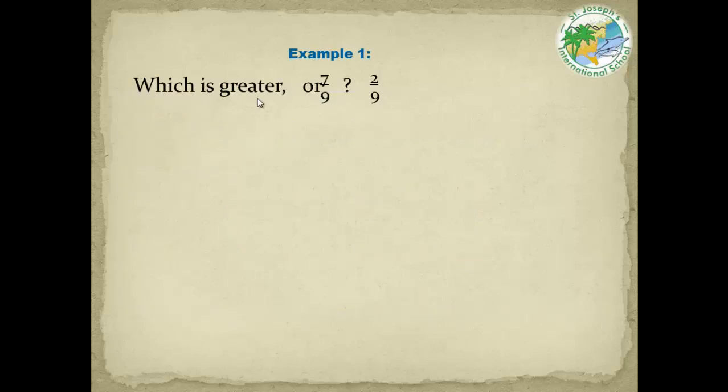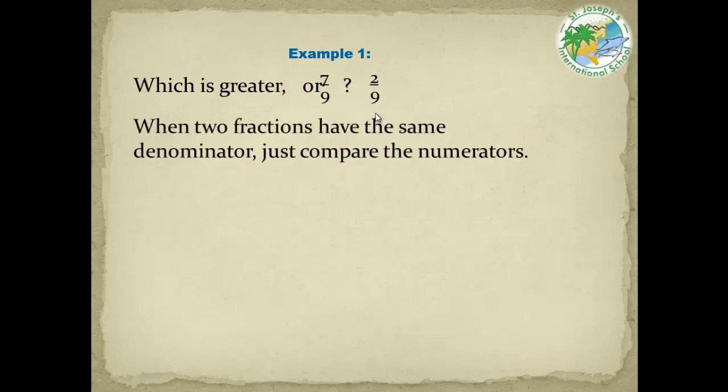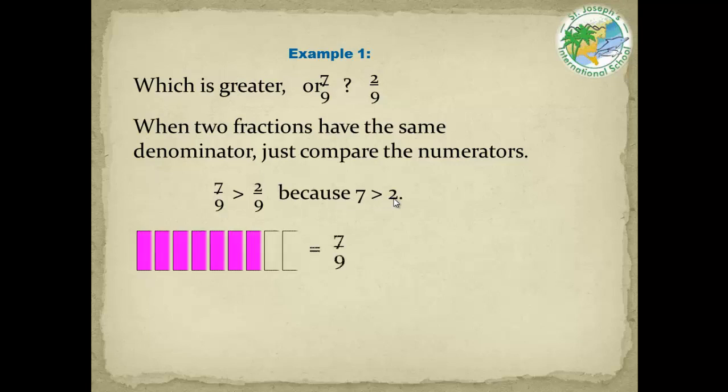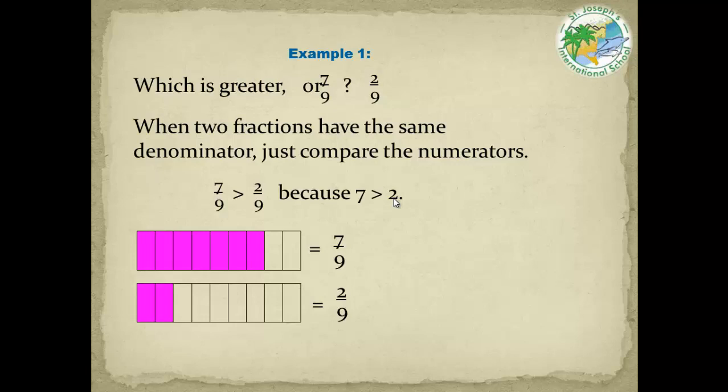Now, which is the greater? Which is greater, 7 over 9 or 2 over 9? These are two fractions. We want to compare between them. We studied this lesson in primary 4, primary 5 and primary 6. When two fractions have the same denominator, just compare the numerators. Now, 7 over 9 is greater than 2 over 9, because they have equal denominators and 7 is greater than 2.